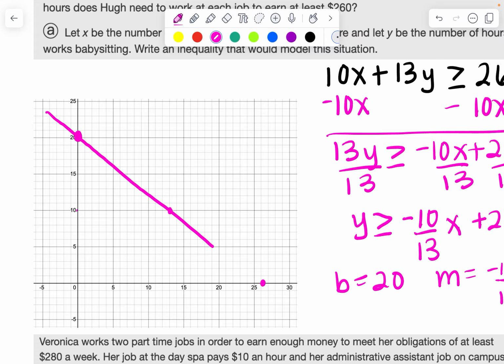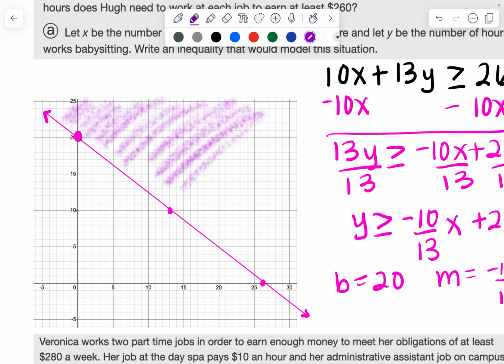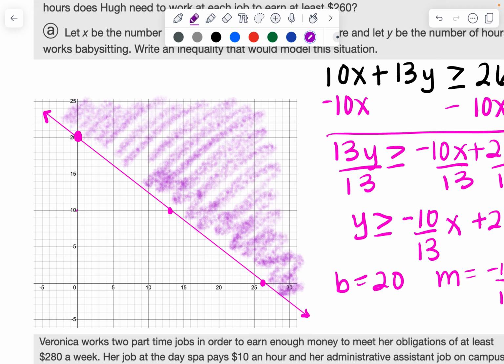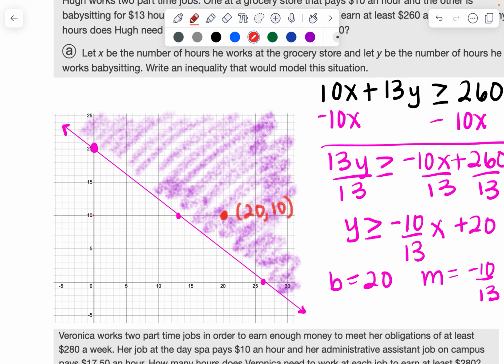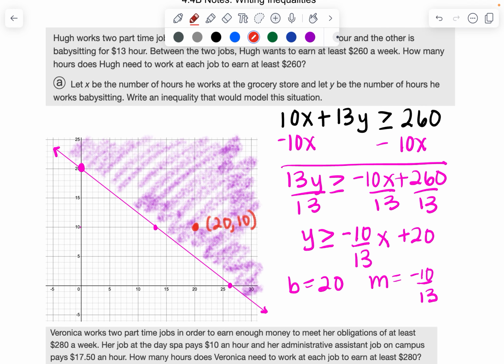It's greater than or equal to, so we can use a solid line. And because it is greater than, that means we're going to shade above the line. So again, Hugh could pick anywhere in this shaded region, and it would let him know how many hours he needs to work at each job. Any point in the entire shaded region. This point, 20, 10, means he would have to work 20 hours at the grocery store and 10 hours babysitting.